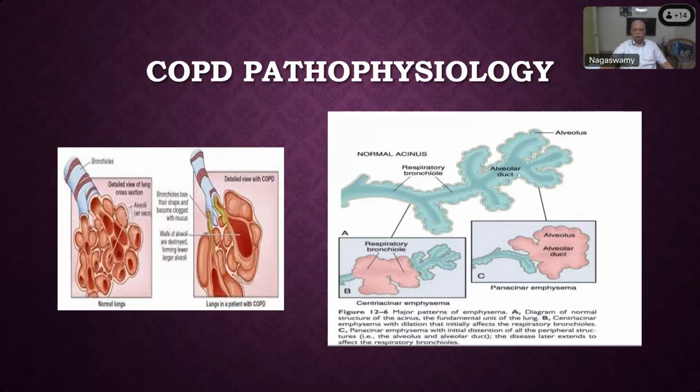So this picture will tell you more about respiratory bronchial and alveolar duct and acinar emphysema, and secondary acinar emphysema. So the most terminal portions are very much affected in the pathophysiology.